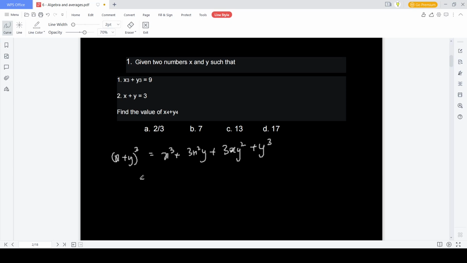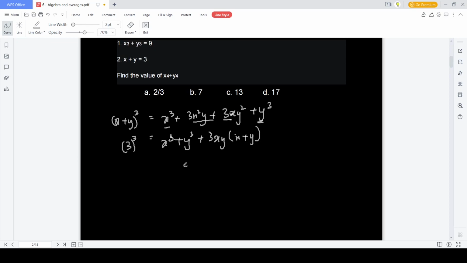Now I know x plus y is 3, so I can substitute 3 cube equal to x cube plus y cube. Plus, in these two terms, I can take 3xy common. Some people might remember this as 3xy into (x plus y) itself, so I'll write it like that. Now I have 3 cube is equal to x cube plus y cube, which is 9, plus 3xy into (x plus y), which is nothing but 3, from the given part.